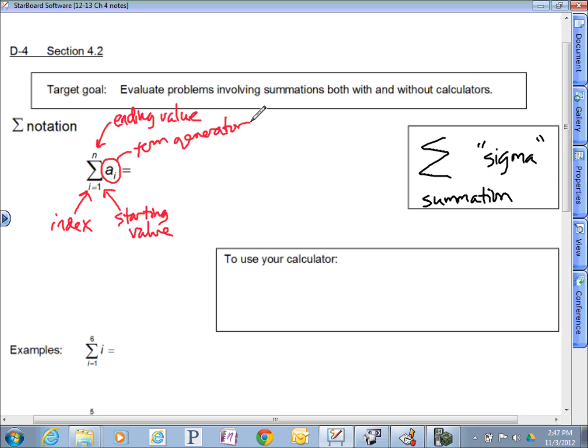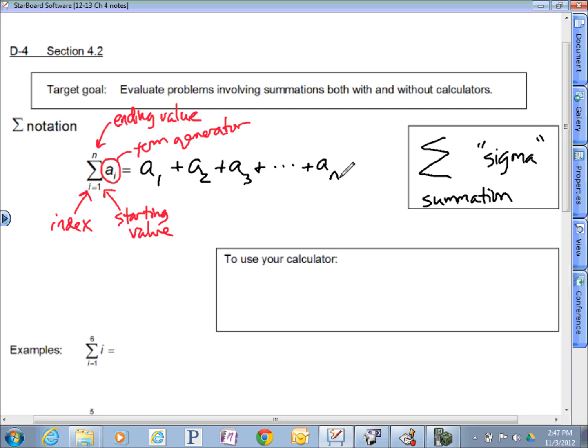So we start with the counter. The counter is placed at 1. The 1 is placed in place of the I in the term generator. So what's the first term going to be? It's going to be A sub 1. We then repeat the process. We take the counter. We move the counter up by 1 value. It's now 2. It gets placed into the term generator. What do I get? A sub 2, A sub 3, da, da, da. I keep going until I've put N into the term generator. And that's how I know when I'm finished.